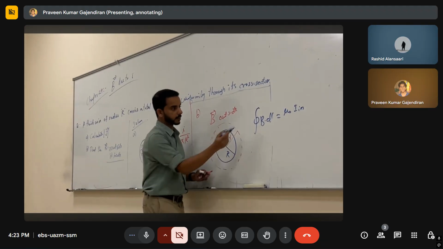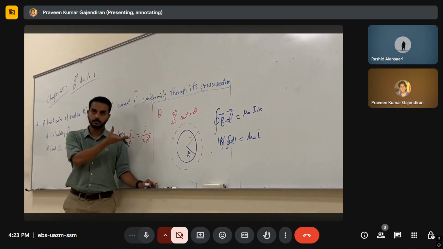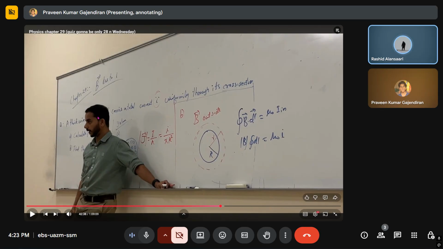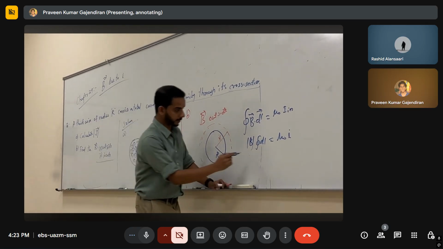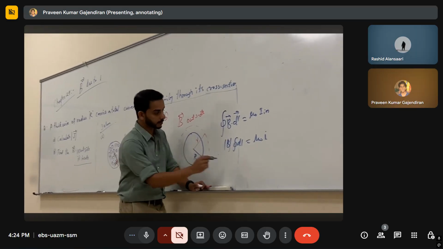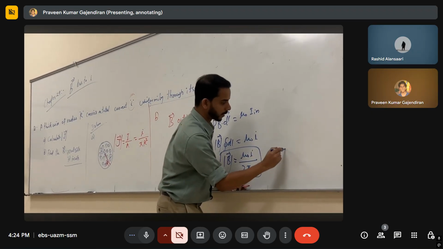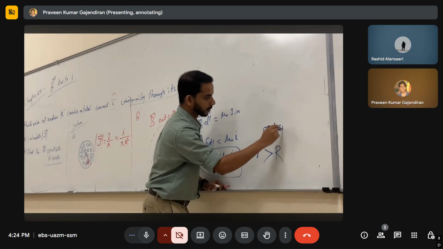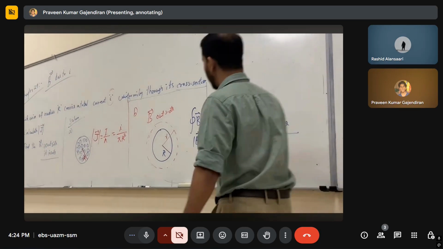And for the case of outside, what's the law called? Ampere's law. Yes, Ampere's law. What is the length of the Amperian loop with radius r? 2 pi r. So B will be mu 0 I over 2 pi r. This is the case when your Amperian loop with radius r is outside of the wire with radius R.